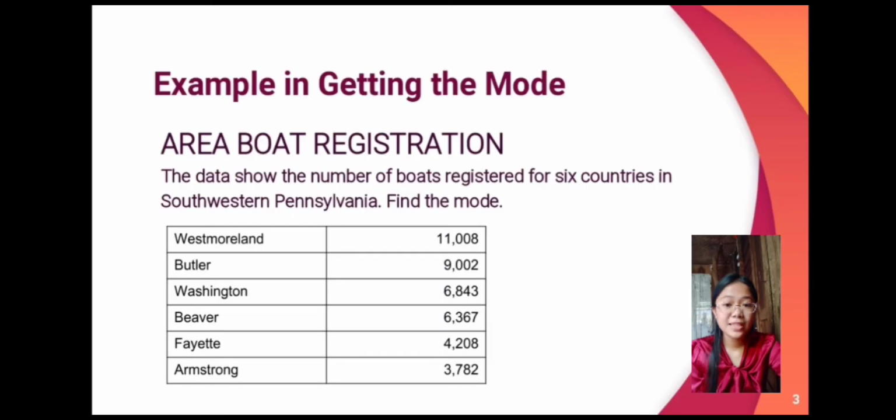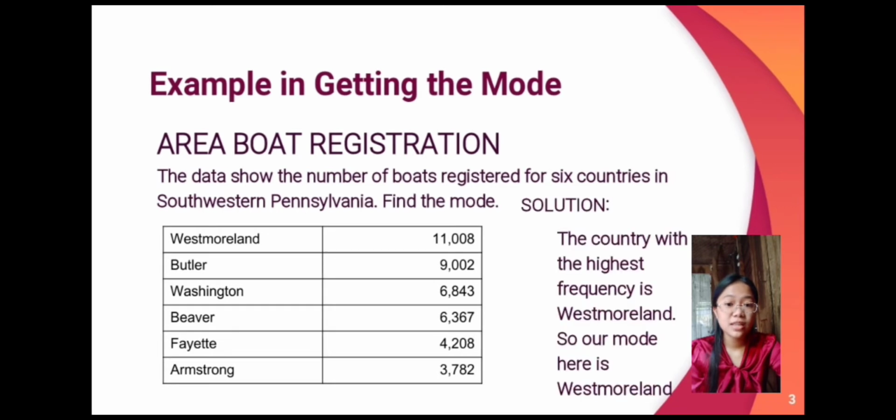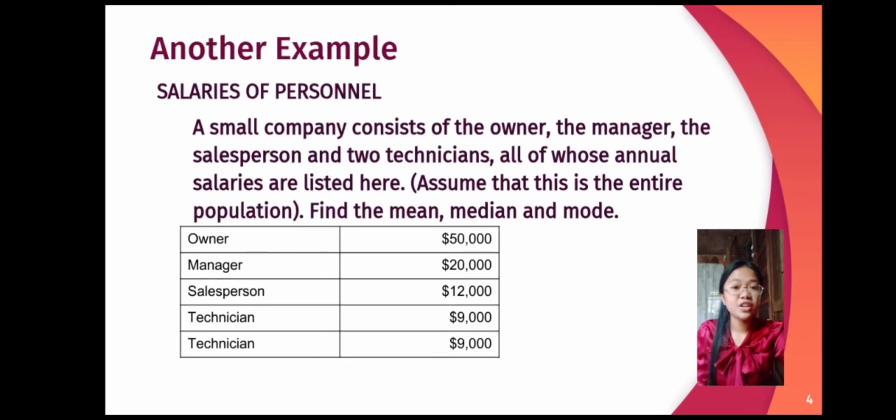So we can see here in our data that Westmoreland appears the most since it has a frequency of 11,008. So our answer, or our mode here, is Westmoreland. We have here another example in finding the mean, median, and mode.